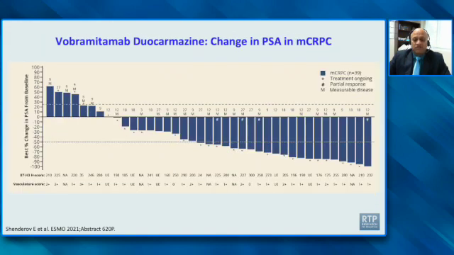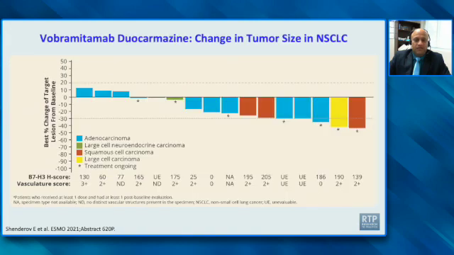And then this is always an impressive graph that we see with all these B7-H3 antibody drug conjugates, the change in PSA. We see that with this particular B7-H3 ADC, and you can see here PSA50 changes in a high percent of patients. And the same trend was seen with this trial in non-small cell lung cancer.